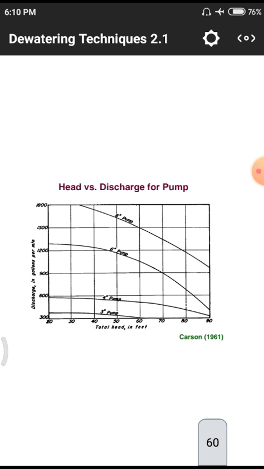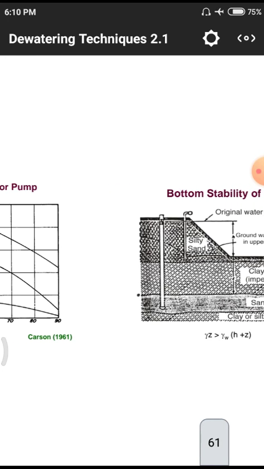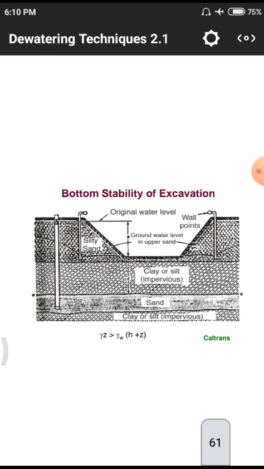Those two things we have to consider, both suction head and delivery head. Whenever we are using these centrifugal and reciprocating pumps, normally centrifugal pumps have a high discharge but low constant heads. Likewise, we have different properties for different pumps. The next one is the bottom stability of excavation.